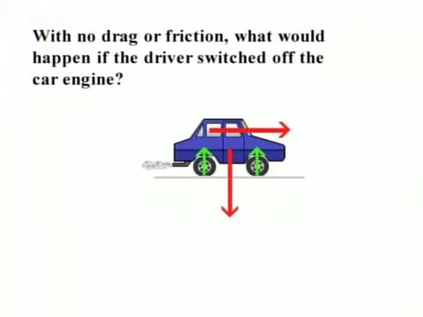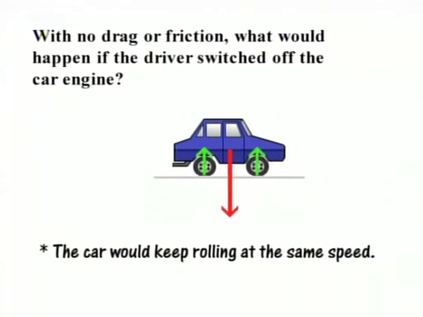If there were no drag or friction and the road stayed flat and level, what would happen if the driver switched off the car engine? According to Newton's first law of motion, the car would continue rolling at the same speed, forever, just like a space astronaut.